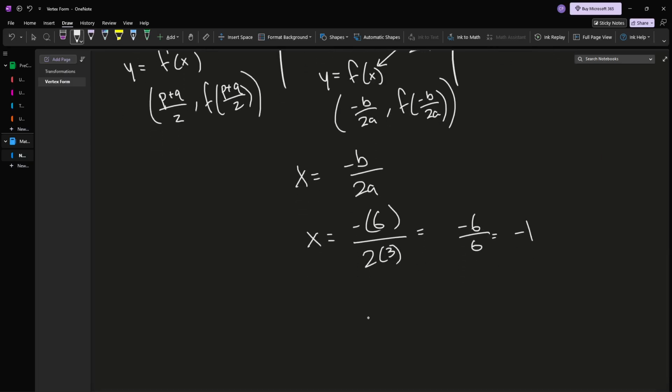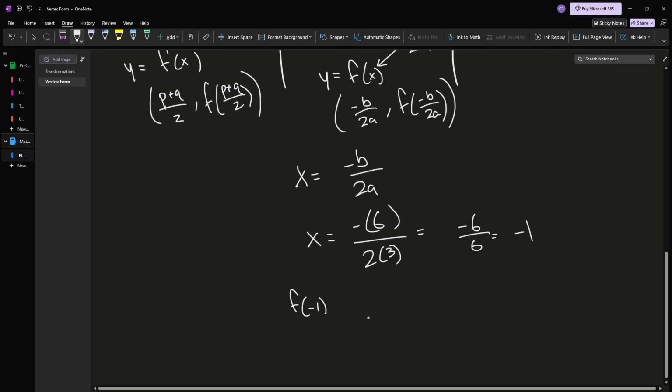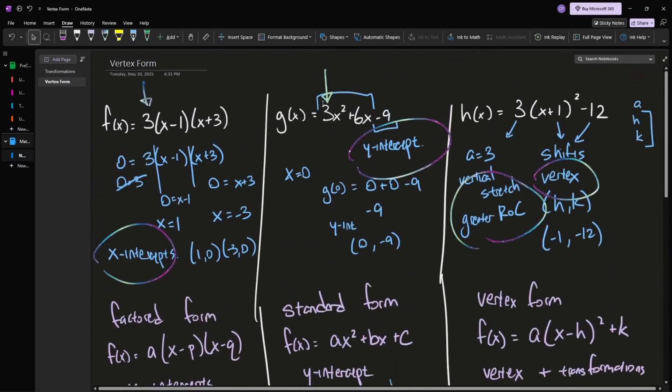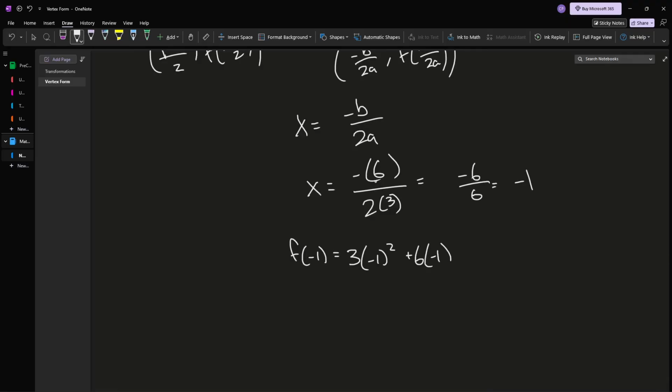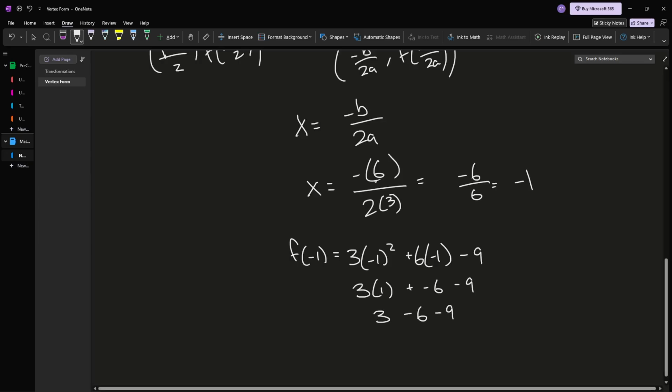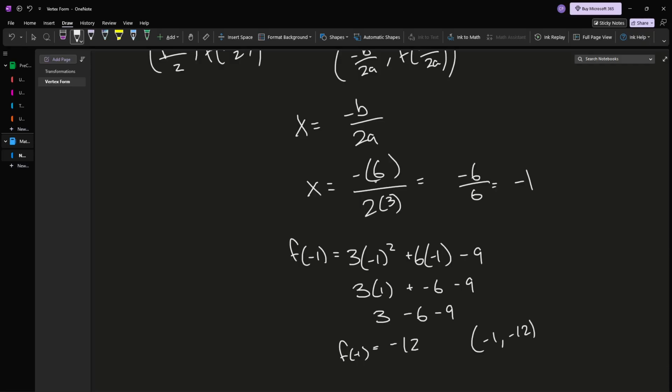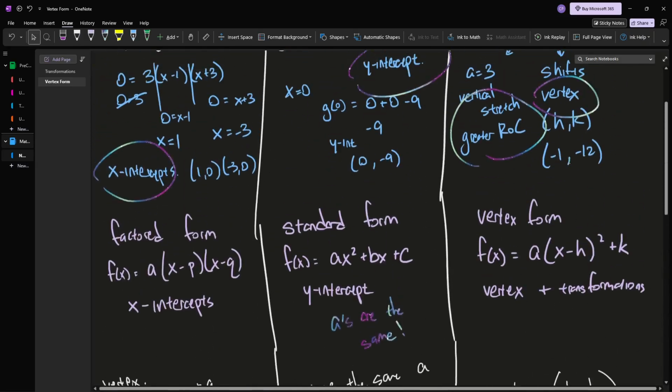I now want to find f of negative 1. So plugging it into here, 3 times negative 1 squared plus 6 times negative 1 minus 9. 3 times 1 plus negative 6 minus 9. 3 minus 6 minus 9 to give me negative 12. So my vertex is at negative 1, negative 12, which is exactly what I found before.